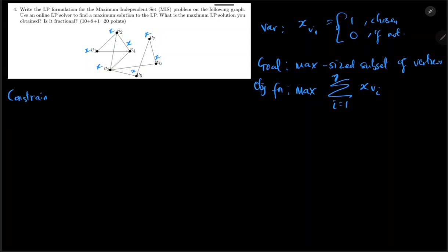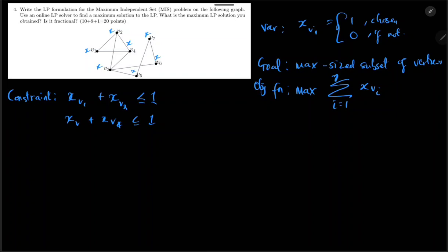Okay, next we define our constraints. Our first constraint is that each vertex is either chosen or not. That is, it either has the value 1 or 0. Our next constraint will be based on the relationships seen in this diagram. So, xv1 connects to xv2 and xv4. This means that xv1 plus xv2 will be less than or equal to 1. xv1 plus xv4 will be less than or equal to 1.